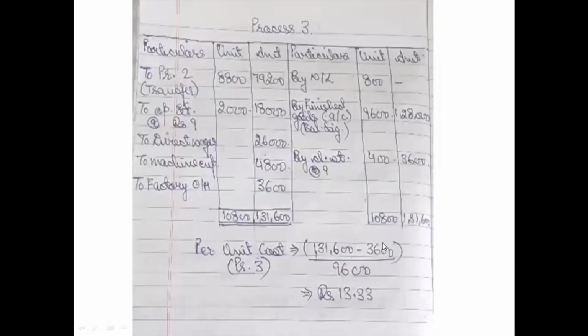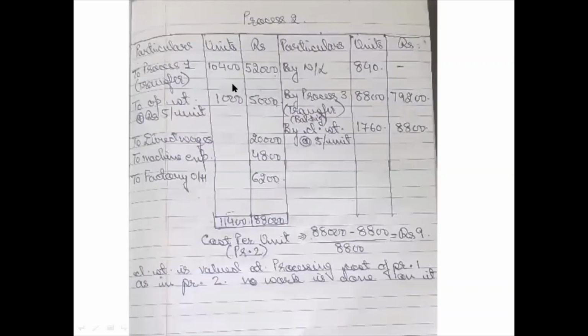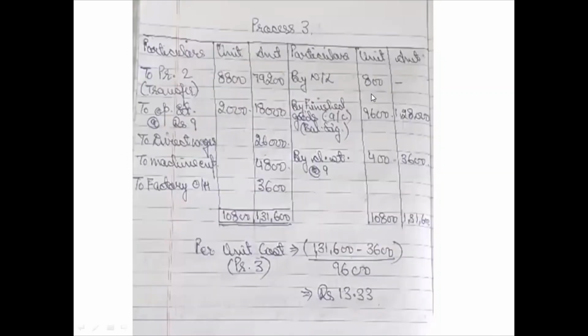Now, same way we are going to prepare our process 3 account also. Here we have taken the value which we have received from process 2. How many units are being made? 8,800 units. Check here. Transfer, and also I mentioned it is the balancing figure. So this 8,800 is being received by deducting these. So 8,800 and 79,200 is the input quantity here.